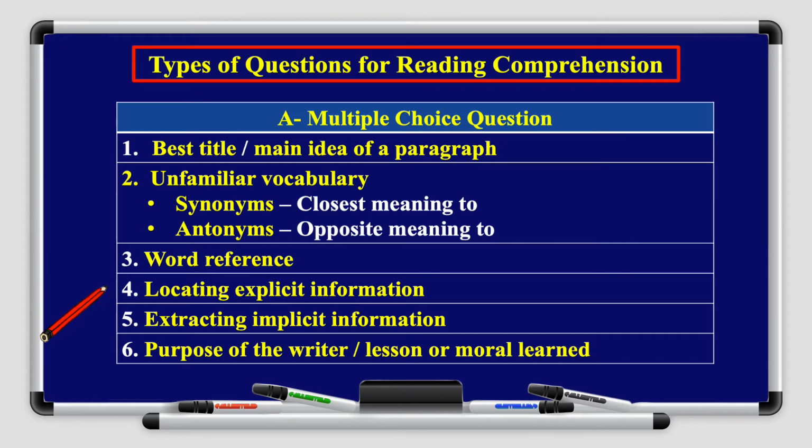Locating explicit information, meaning that the information is clear and written in the text. We have extracting implicit information. You have to read, as I just said, more than once so you can understand and write from your own understanding. And lastly, the purpose of the writer. I'm going to ask you, what is the purpose of the writer? Why did he write this passage?